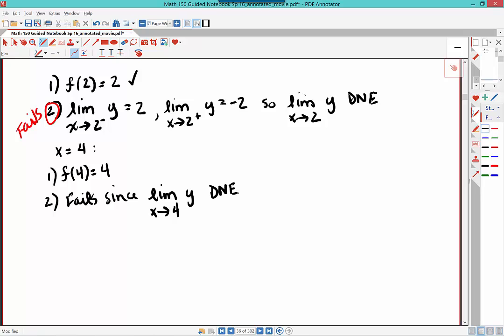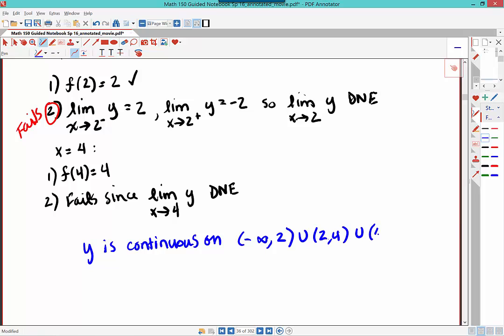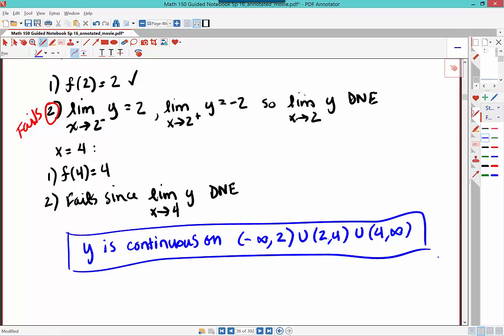we would say that y is continuous on negative infinity to, good, to 2 non-inclusive, union 2 to 4 non-inclusive, union 4 to infinity, and we're good to go. All right? How'd you do?